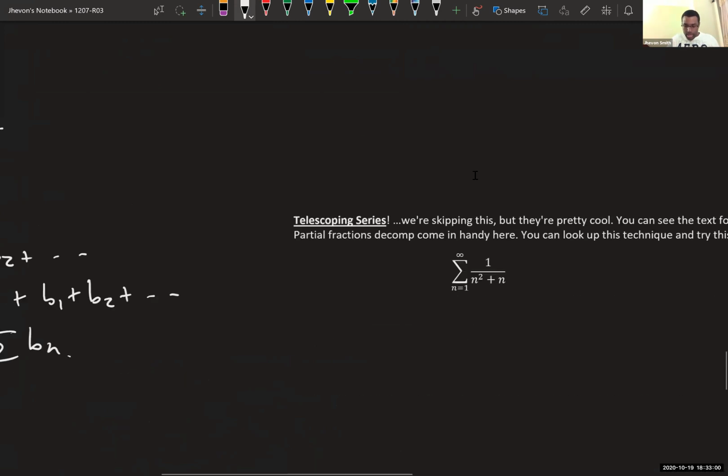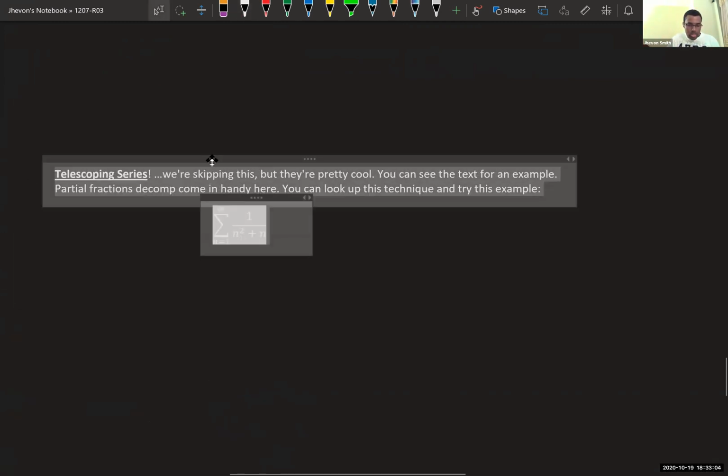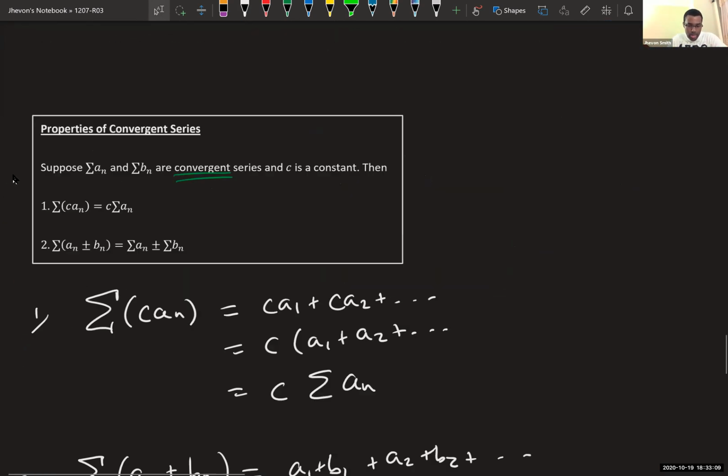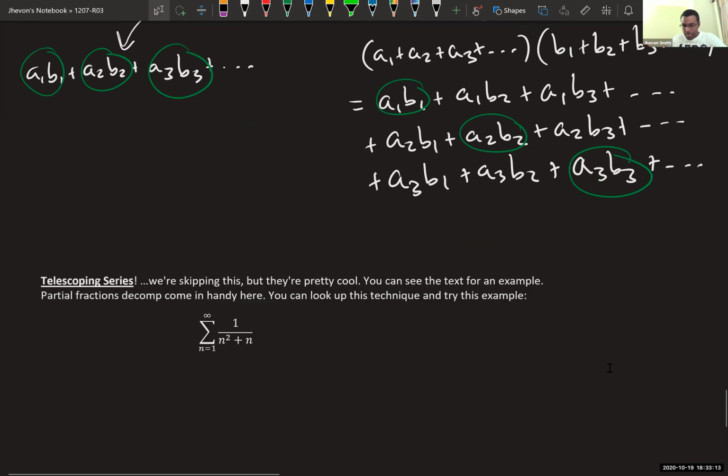There's also a nice little kind of series that your textbook talks about. We are not going to talk about those, the telescoping series. It's pretty cool. You should look into it if you have the time, but especially with a test coming up this week, I wouldn't look into it this week. Yeah, so that is the introduction to series.